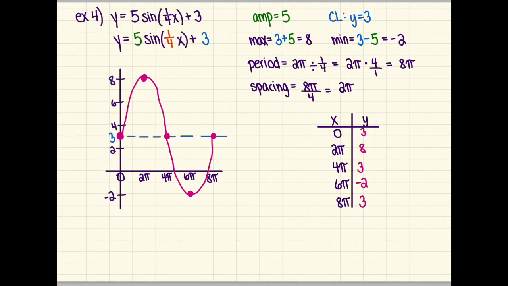Now that you have everything set up, we're ready to graph my sine curve. It's a positive sine curve, so I start at the center line, go up to the maximum, go back to the center line, go to the minimum, and then go back to the center line. Again, fill in your chart with those respective y values. This is our last example for this video, and then we will look at more examples next time in class.